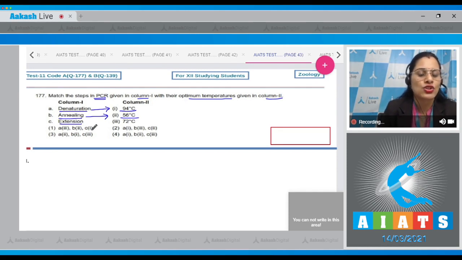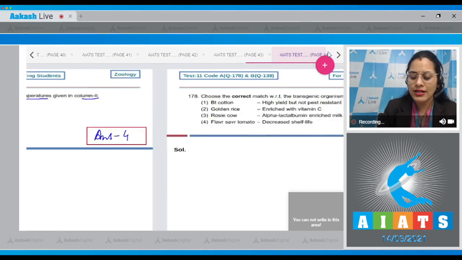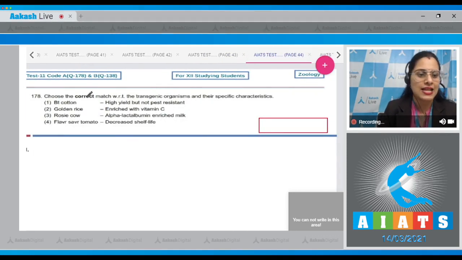Third option is extension or polymerization, and it matches with the third option in column 2, that is 72 degrees Celsius. So the correct answer to this question is option number 4. A matches with 1, B with 2 and C with 3. So the correct answer is option number 4. Let's move on to the next question, question 178.